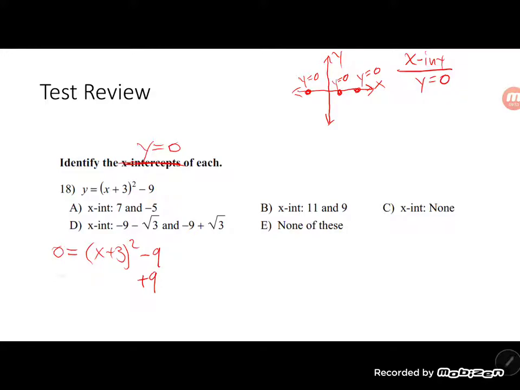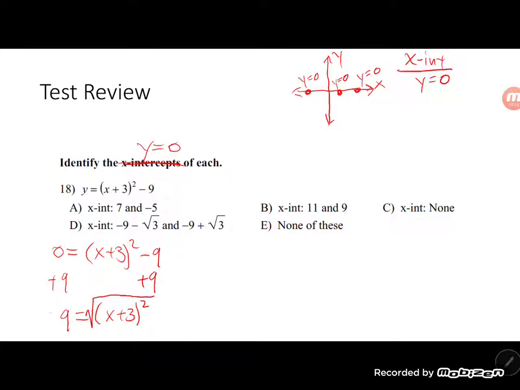I'm going to get rid of the -9 on both sides by adding 9. And that's going to give me 9, which equals x plus 3 squared. Now I'm going to go ahead and get rid of the square by doing the opposite of the square. And you want to be able to answer this question, what's the opposite of a square?